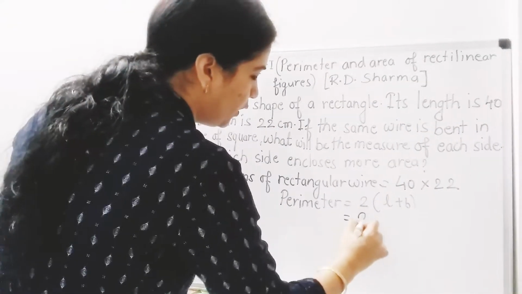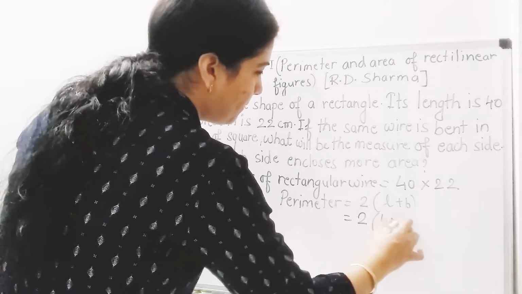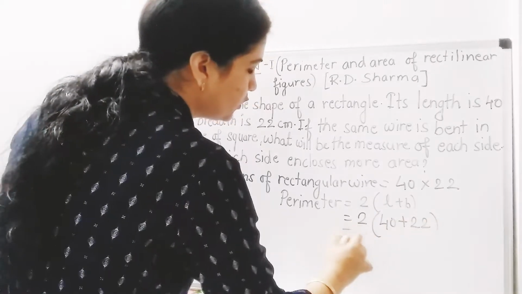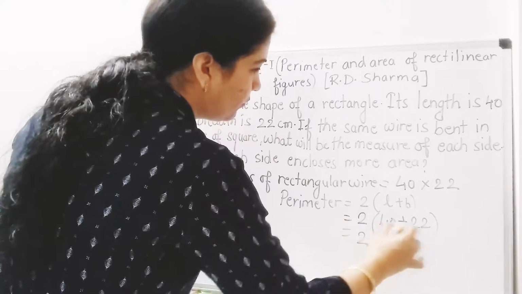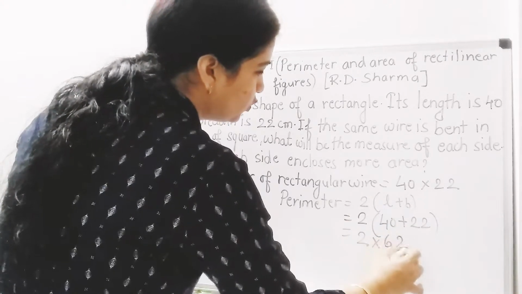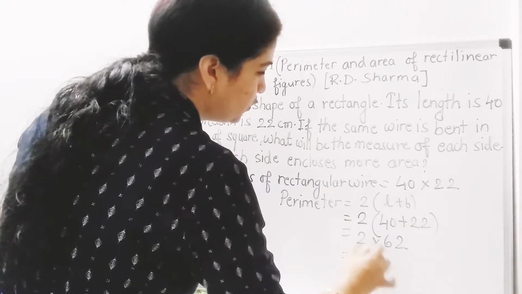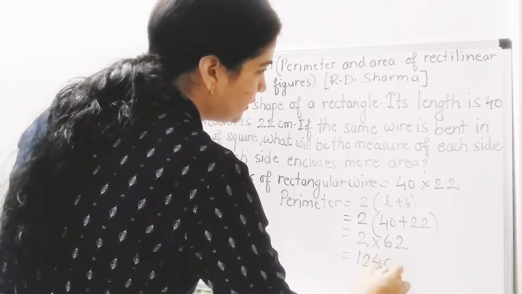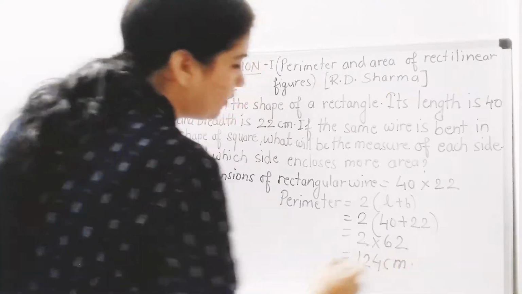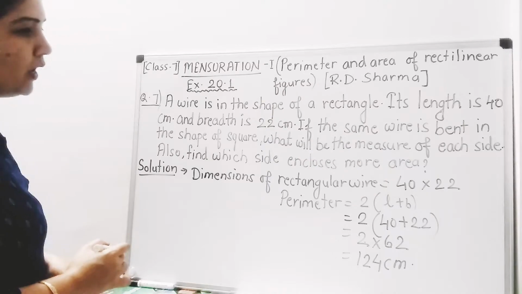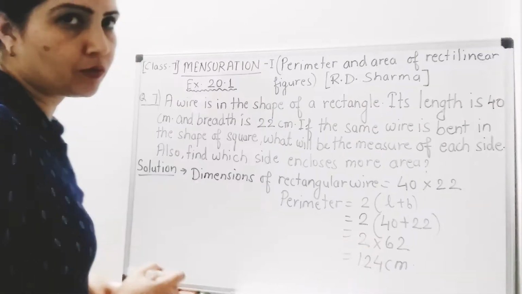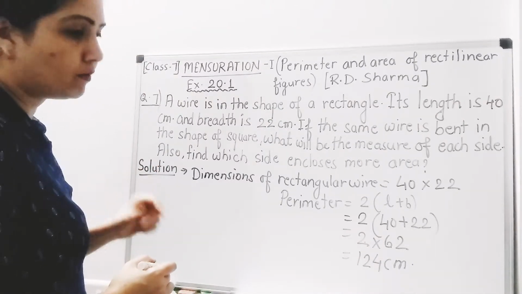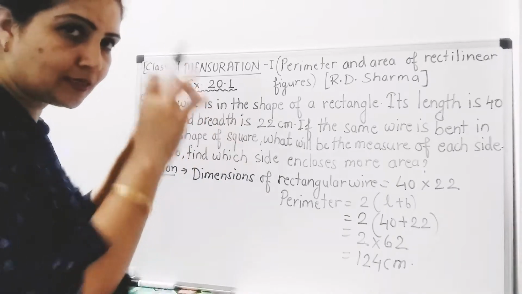So here we will write 2 into (40 plus 22). Okay. So it will be 2 multiplied by, when you add, you get 62. 2 2s are 4, 2 6s are 12. So perimeter will be 124 centimeter. Okay. Now by using this perimeter, we can find out the side of the square. How? Because perimeter will remain the same, because it's the same wire.